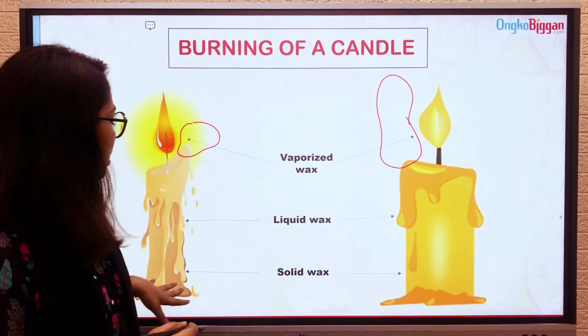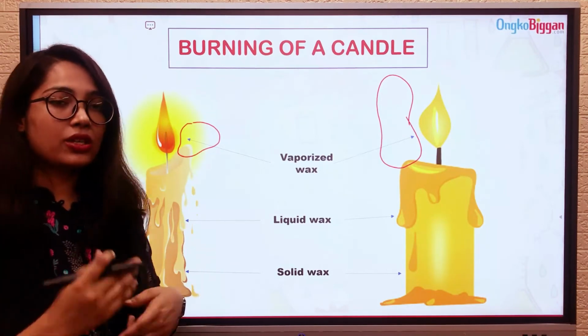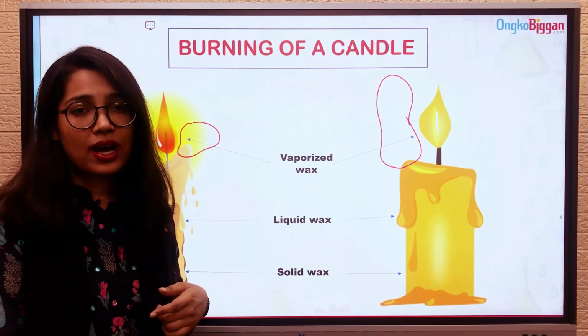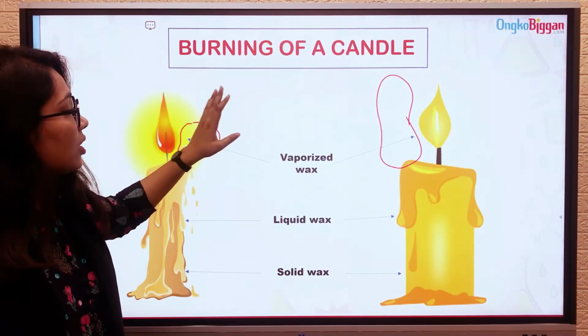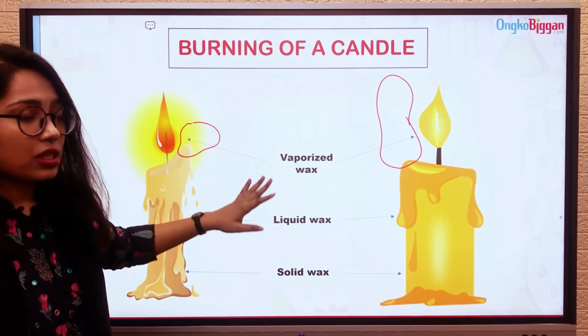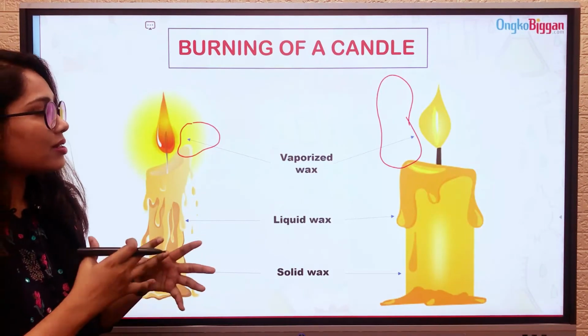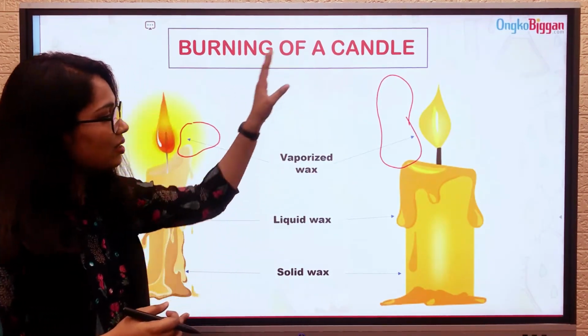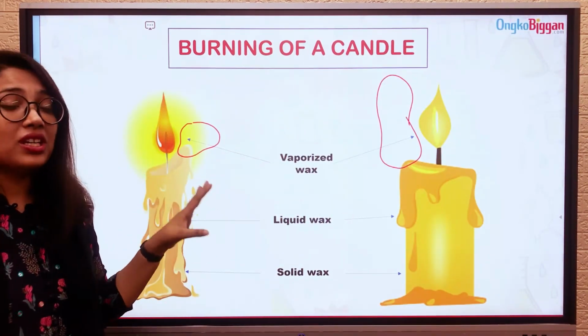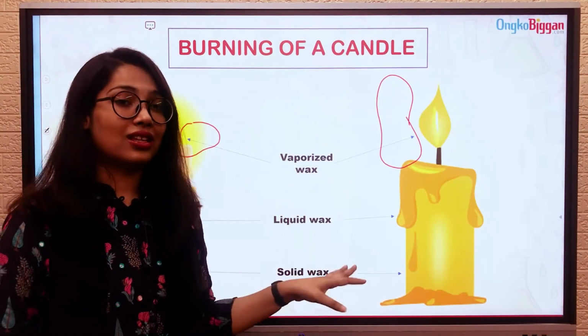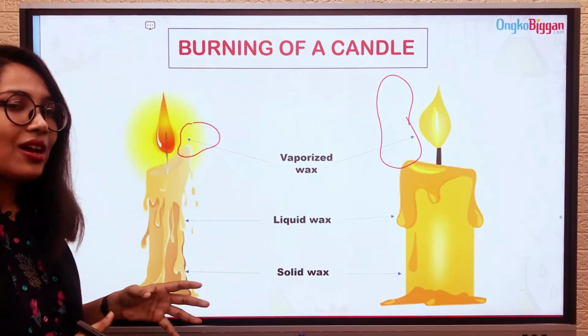You take a solid wax, it becomes liquid wax, then it becomes vaporized wax, and then the vaporized wax becomes liquid wax, and then it becomes solid wax. That's how it's done. So in this phenomenon, you can witness three states of matter present at the same time. That's all I wanted to say.